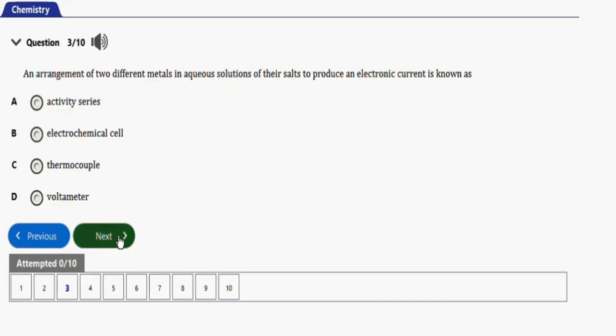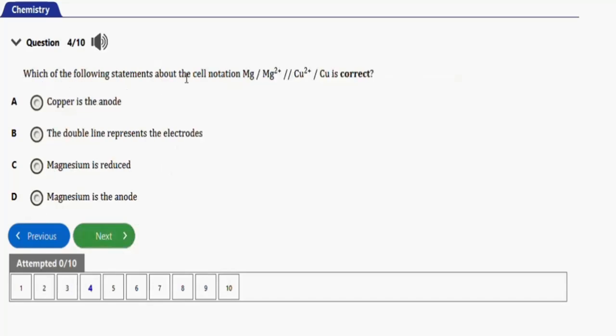The next question will be this one. It says, which of the following statements about the cell notation is correct? So in this cell notation, this magnesium atom and magnesium ion represent the anode. This copper ion and copper atom represent the cathode. So let's check from the options.